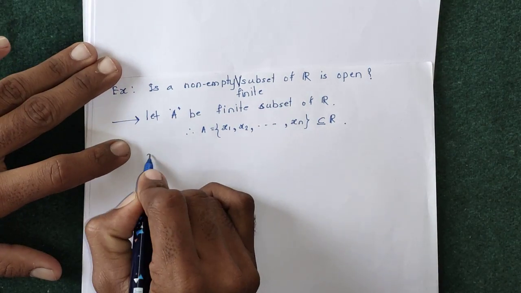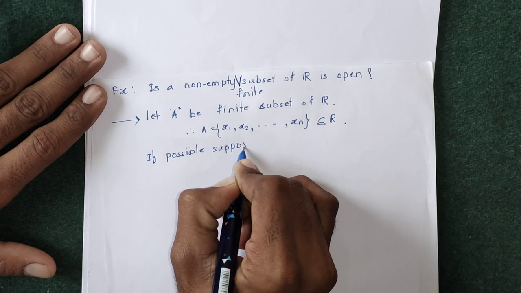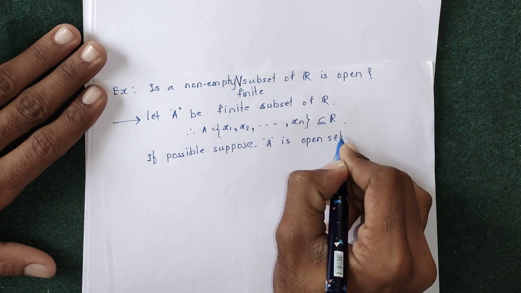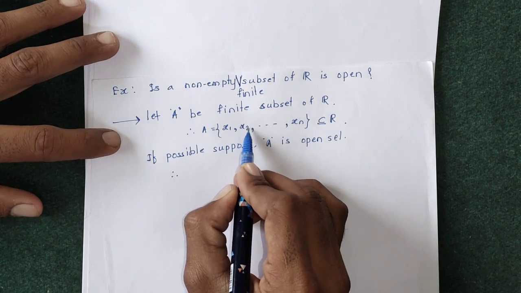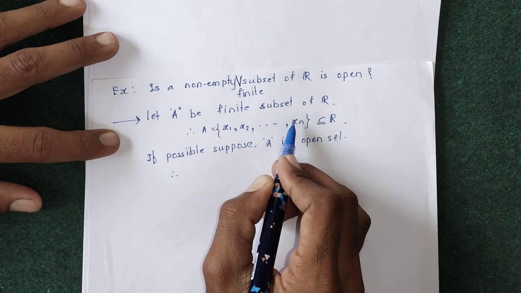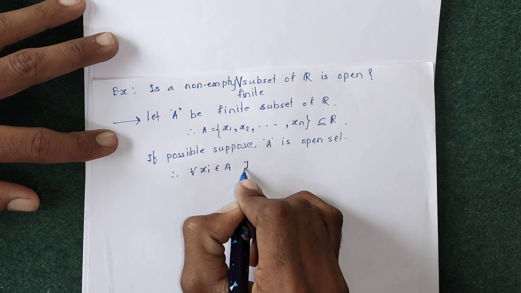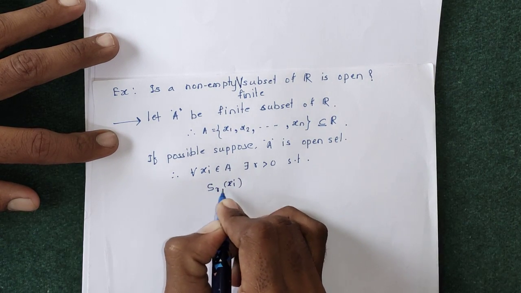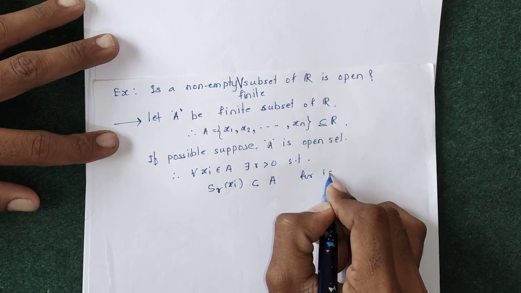So we can suppose, by contradiction, that this A is an open set. Now A is an open set, so by the definition of open set, for any element of A, that is x1, x2, up to xn, there exists some radius r greater than 0 so that the open sphere lies inside A. Therefore for all these xi belonging to A, there exists some radius r greater than 0 such that the open sphere centered at xi with radius r lies totally inside A, for every i running from 1, 2, 3 up to n.